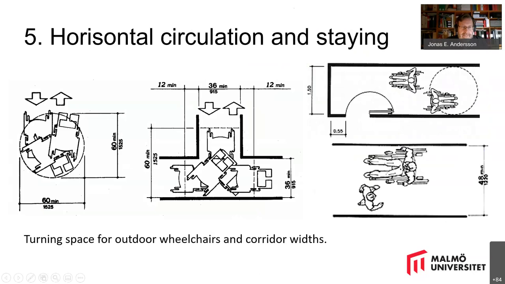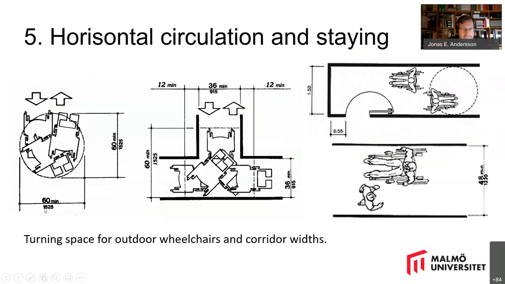You have the turning space for a wheelchair. And the turning space for a wheelchair is often depicted as a circular movement, but it's actually going back and forth with a wheelchair. So you will have different positions of the wheelchair before being able to accomplish a complete 360 degree turn. So the circle is only an approximation of different movements with a wheelchair.